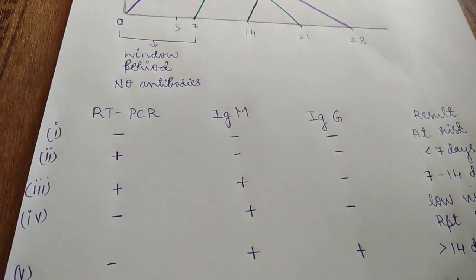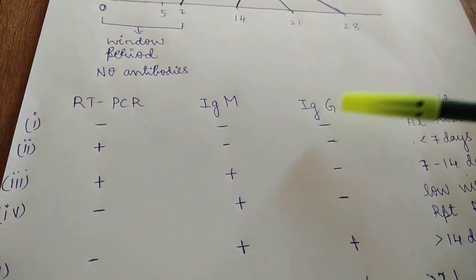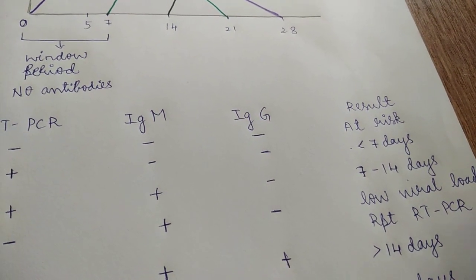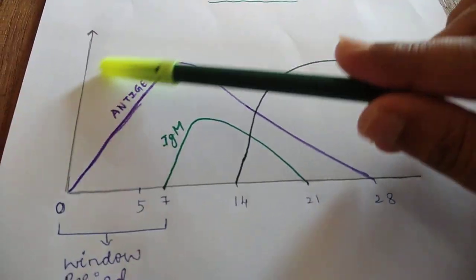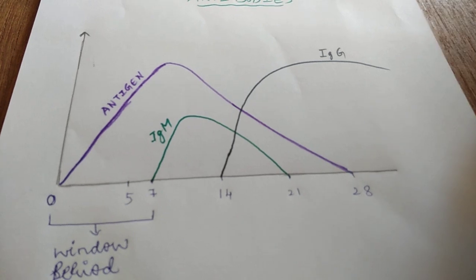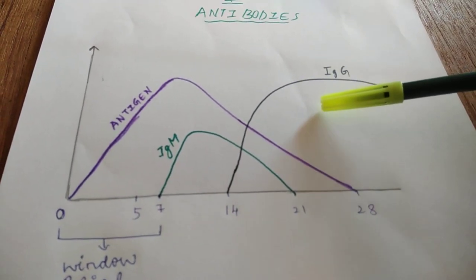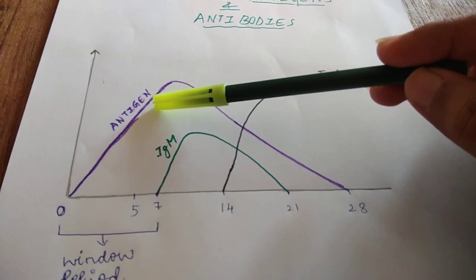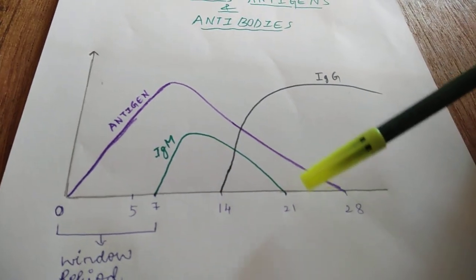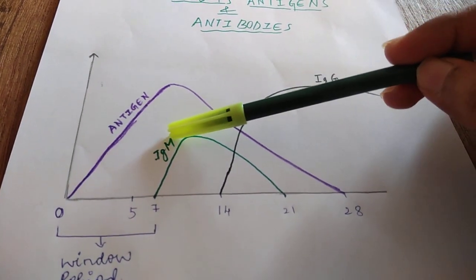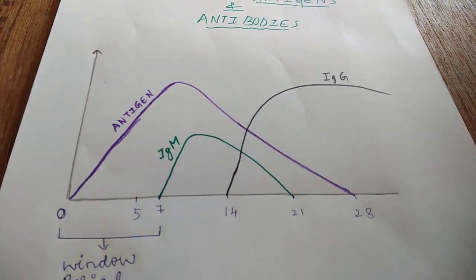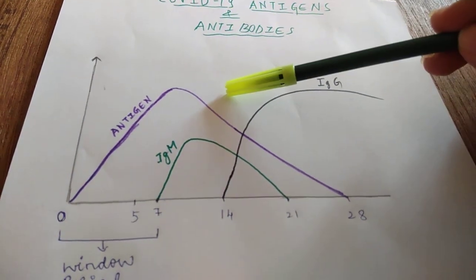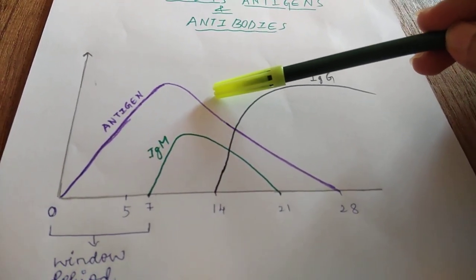Fourth scenario: RT-PCR is negative, IgM is positive and IgG is negative. It means the person has a low viral load, so we have to repeat the RT-PCR. See, antigen is negative, IgM is positive and IgG is negative. Somewhere the person has to be between the 7th and 14th day. But why is antigen negative? Because the viral load is gradually decreasing. So in such patients who come with reports of IgM positive and IgG negative, when the first RT-PCR is negative, we get a repeat RT-PCR because the viral load is low.